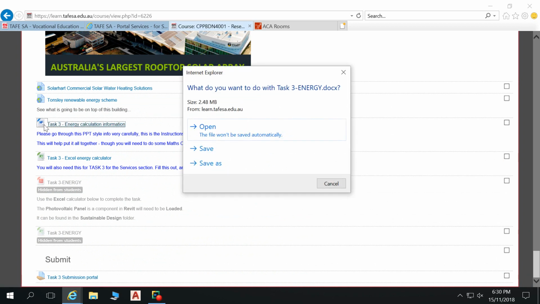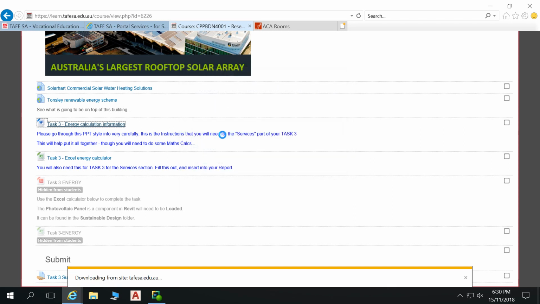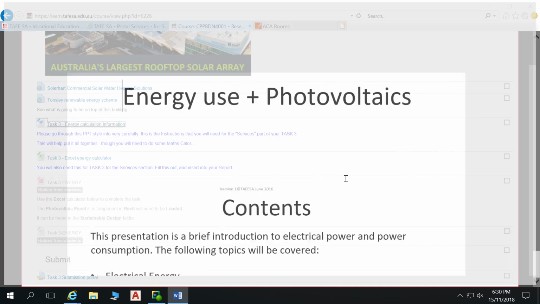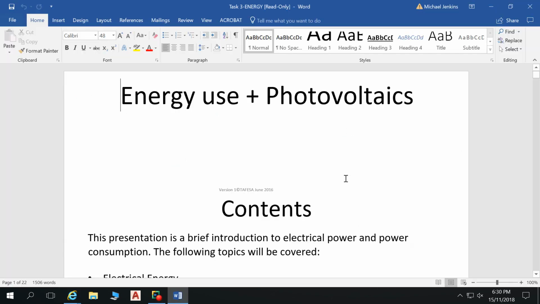So you have this Word document here for the energy calculation information, and that relates to the building that we're using for Project 3. I suggest it's a good idea to have that spreadsheet up, have access to the plans for the building, and then have this Word document here as well.